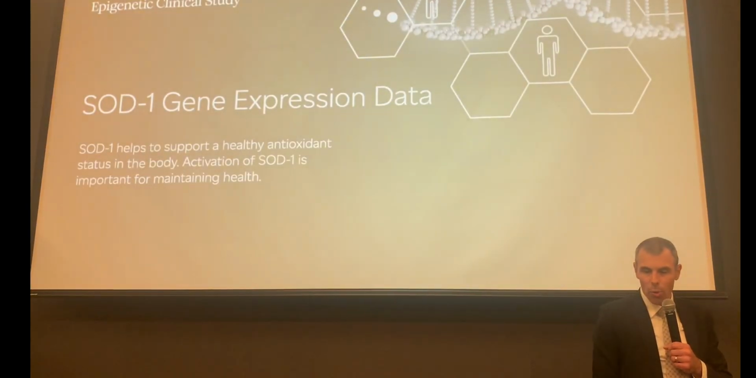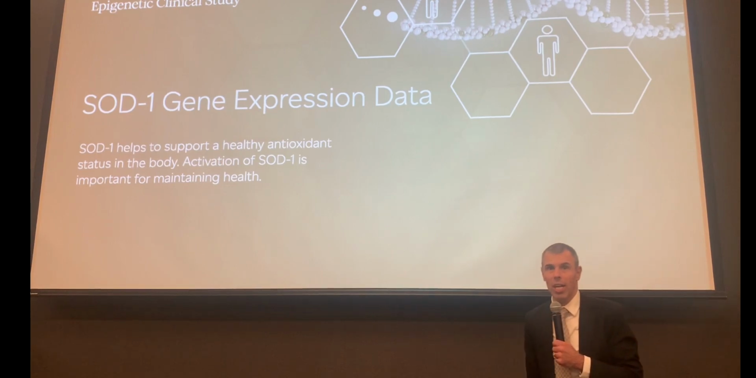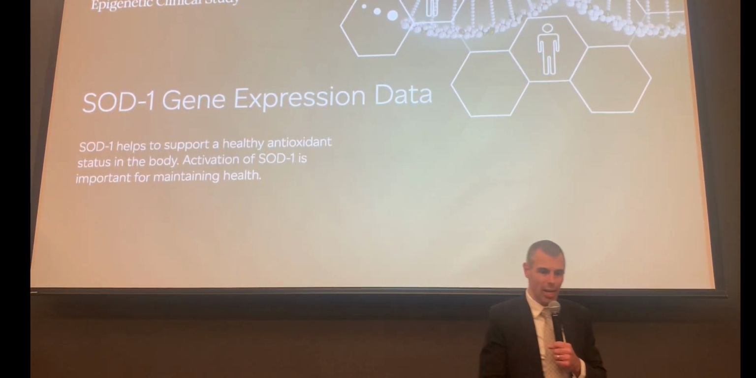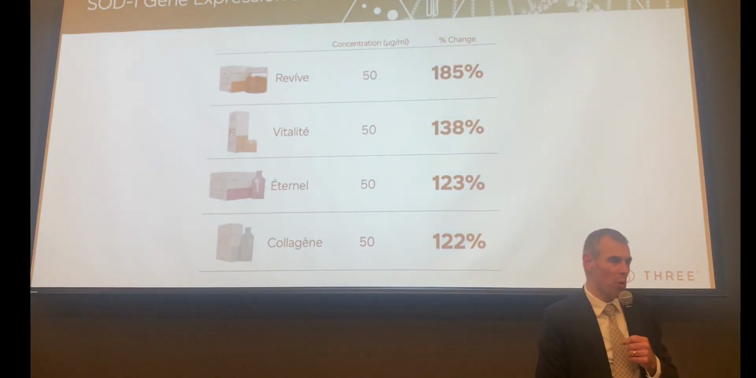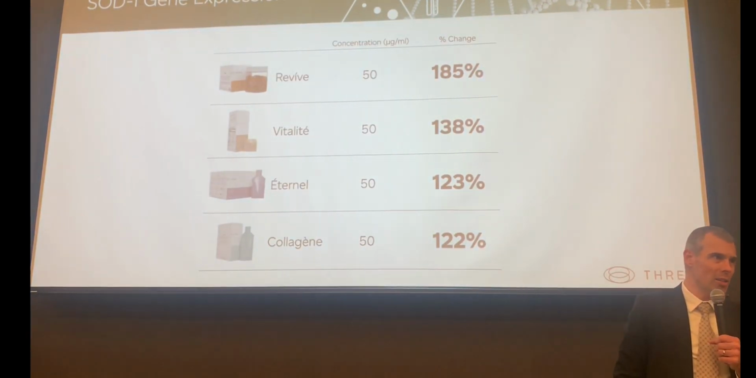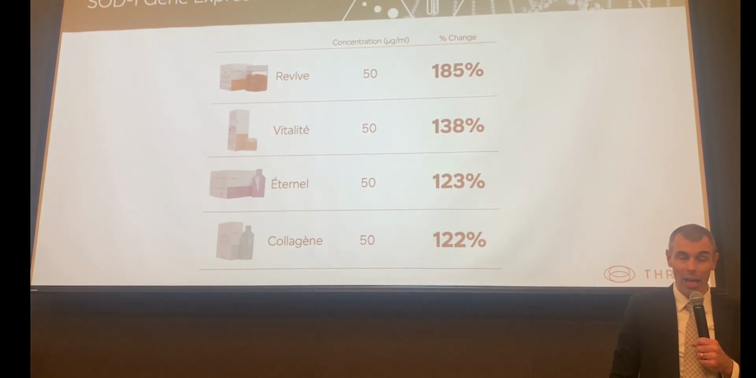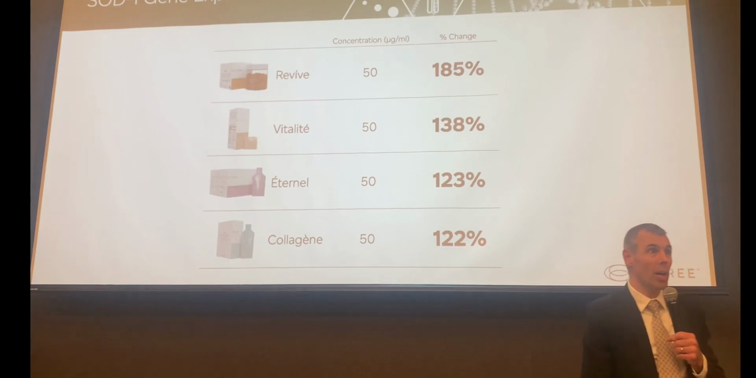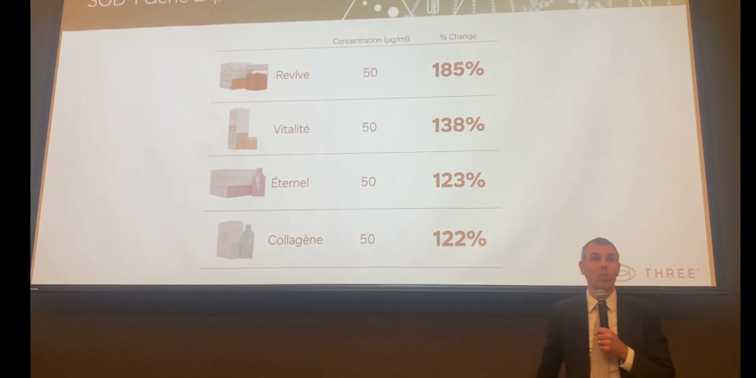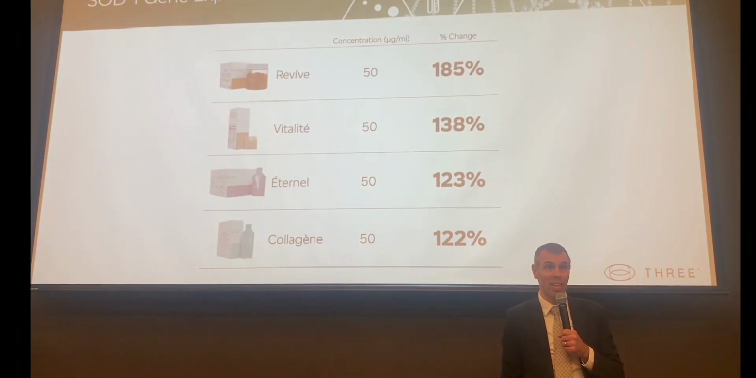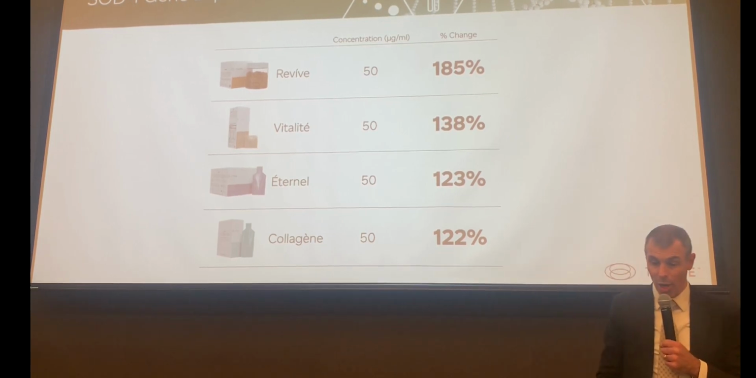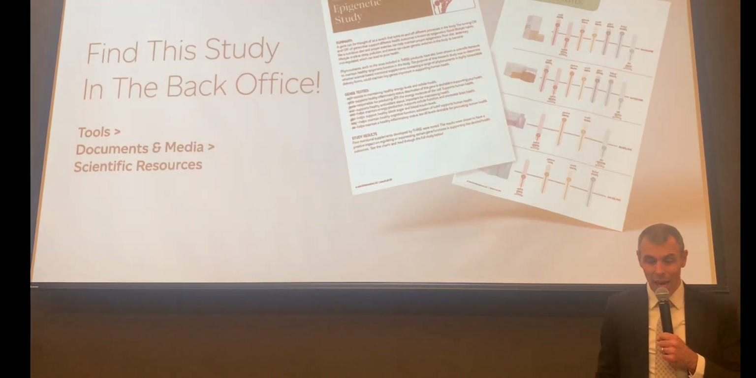The next gene, superoxide dismutase. Very important gene when it comes to regulating the antioxidant status in the body. What we found is that all 4 of our products slightly upregulate SOD1. We also looked at SIRT1. SIRT1 is a really important gene when it comes to aging, the aging process. And Eternal upregulated SIRT1. We don't have that data here, but you can find that data in the back office.